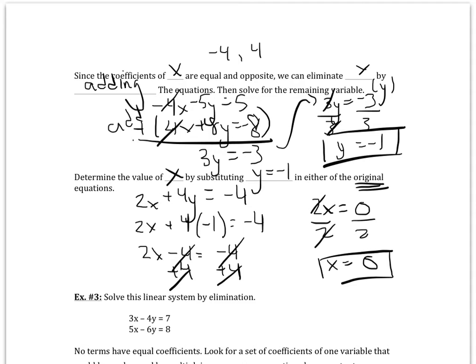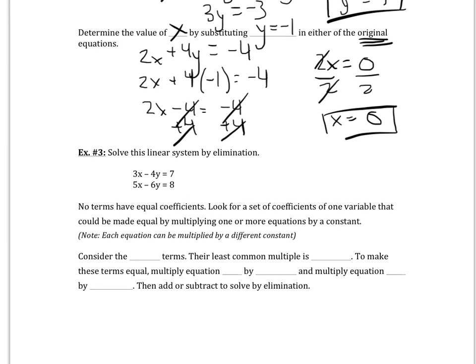Example 3. Solve this linear system by elimination. Remember, the first thing that we're going to do here is number our equations. So I have equation 1 and I have equation 2. No terms have equal coefficients. Look for a set of coefficients of one variable that could be made by multiplying one or more equations by a constant. Note, each equation can be multiplied by a different constant, so it doesn't have to be the same number for both sides. Remember, coefficient is the number in front of a variable, and constant is a whole number that you can multiply something by.